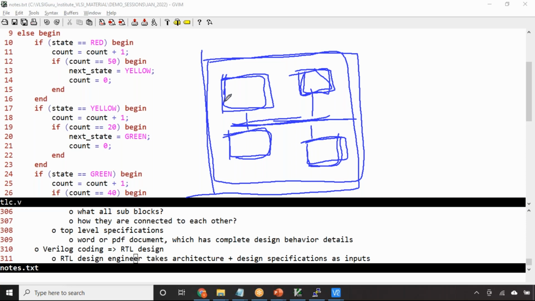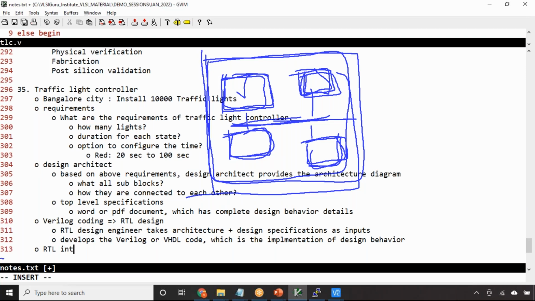The person who takes this Verilog code and integrates everything is called the RTL integration engineer. RTL integration means connecting the sub blocks to create the bigger design block. This block is a microcontroller. This is a traffic light FSM. This is a camera subsystem. This can be some audio subsystem where announcements happen. Putting everything together becomes the traffic light controller system. That person is called the RTL integration engineer, and this person is called the RTL design engineer.